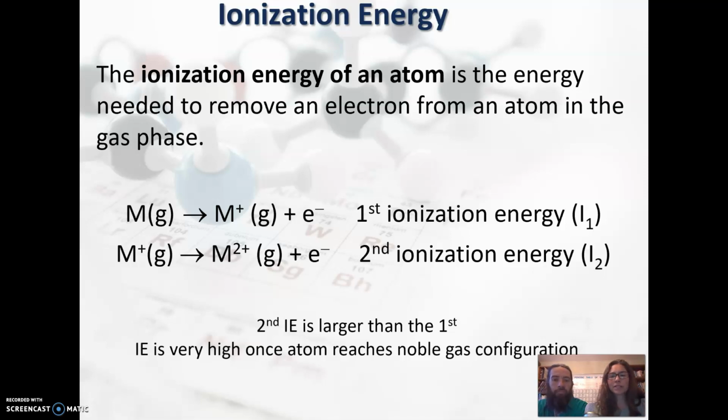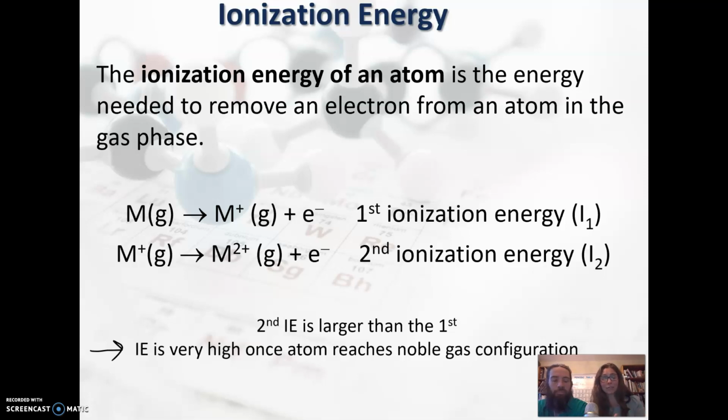However, it's interesting to note that the ionization energy is extremely large once the atom reaches a noble gas configuration. So if sodium loses its one outer electron, it now has the electron configuration of the previous noble gas. And it will be very, very difficult to remove the second electron. So there would be a large difference between the first ionization energy and the second ionization energy for that first group, because it has one electron in its outer shell.